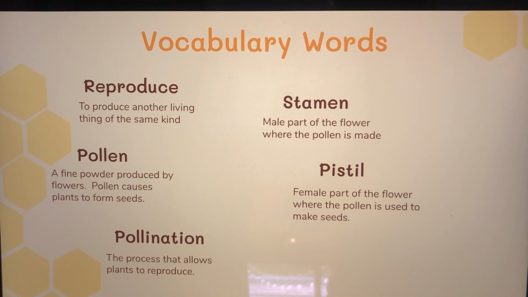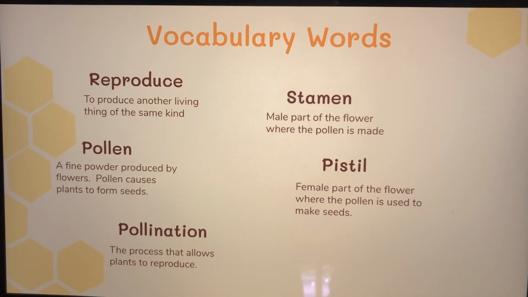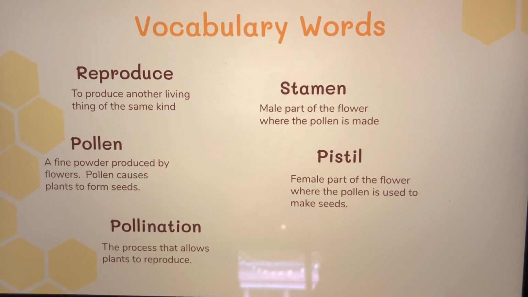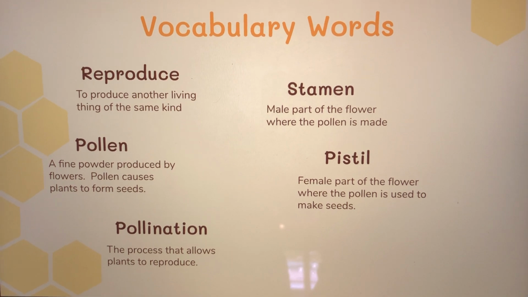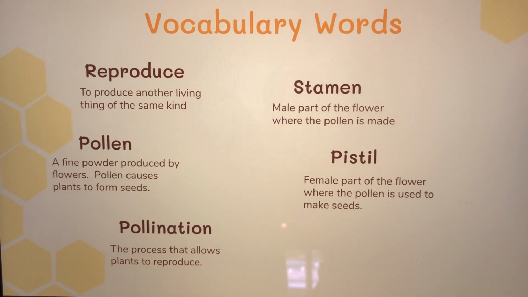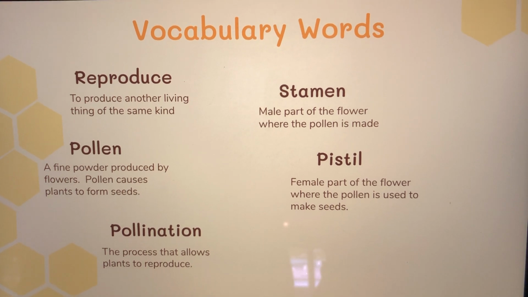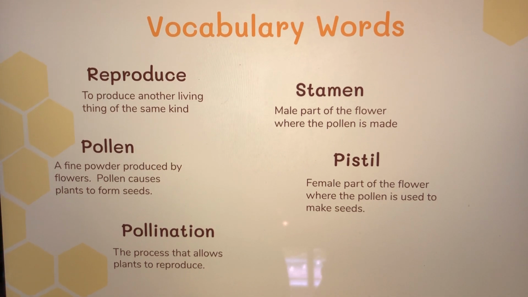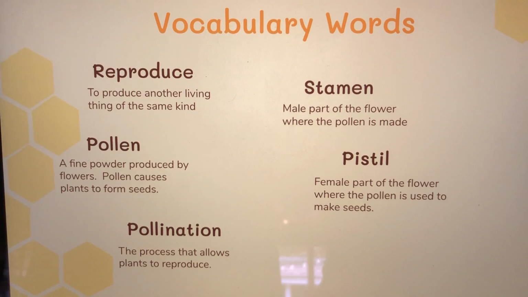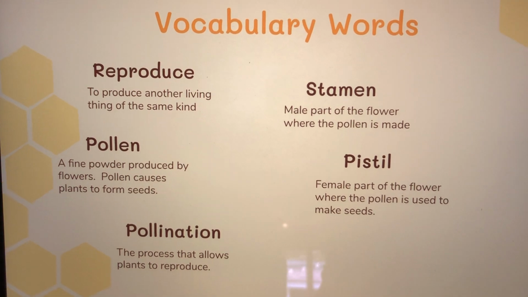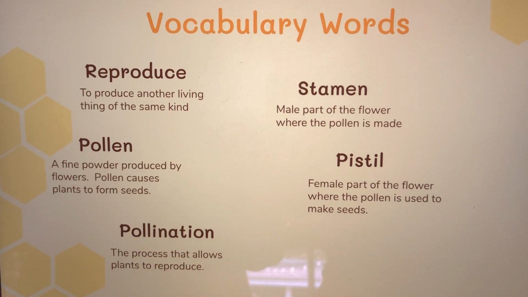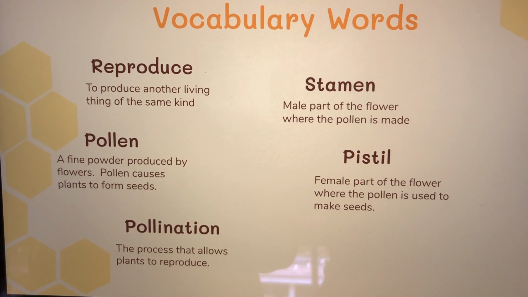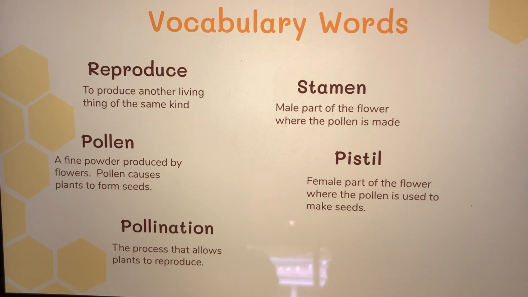Let's go over a couple of vocabulary words. The word reproduce. Reproduce means to produce another living thing of the same kind. Pollen. Pollen is a fine powder produced by flowers, and pollen causes plants to form seeds. Pollination. Pollination is a process that allows plants to reproduce, and here again we have the word reproduce. Stamen is the male part of the flower where the pollen is made. And the pistils are the female part of the flower where the pollen is used to make seeds.